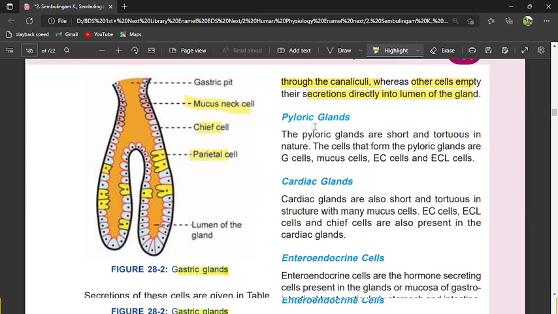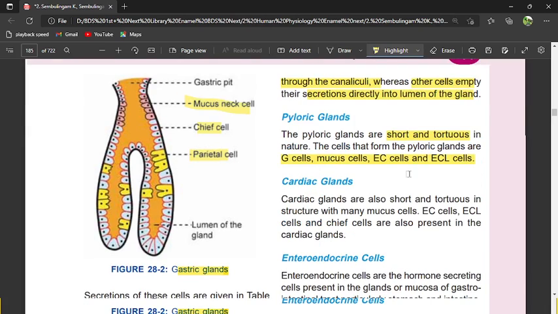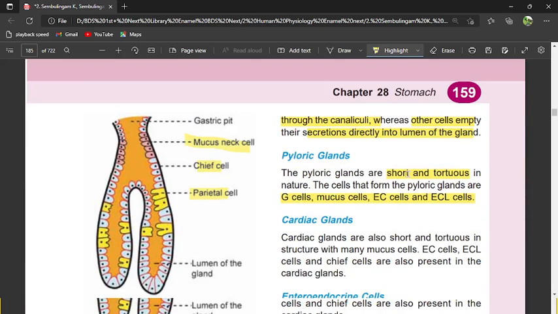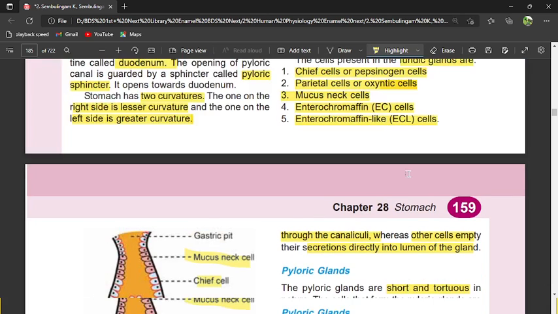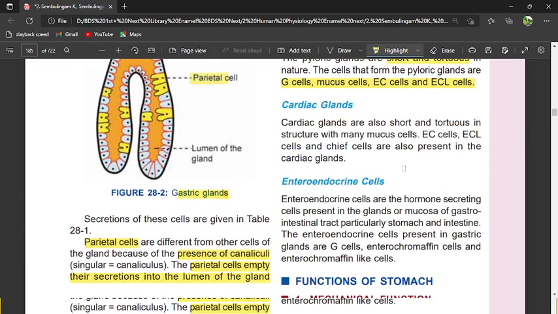Let us go to the pyloric gland. The pyloric glands are very short and tortuous in nature. The cells that form a pyloric gland are G cells, mucus cells, EC cells and ECL cells. So these cells make up the pyloric gland. Okay. The G cell releases gastrin, and mucus is also released by the pyloric gland and cardiac gland. We finished the fundic glands, then did the pyloric glands, which are the small glands of the pyloric region. They have G cells, mucus cells, EC cells, meaning enterochromaffin cells, and ECL cells, meaning enterochromaffin-like cells, okay.